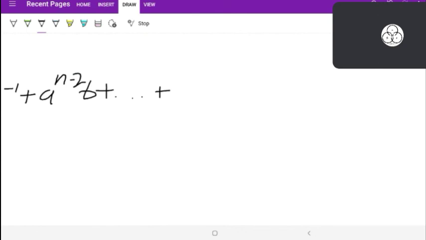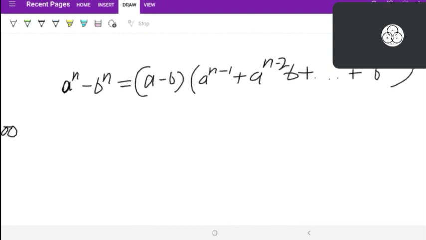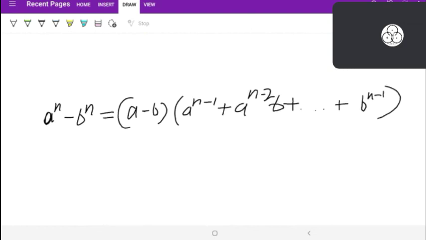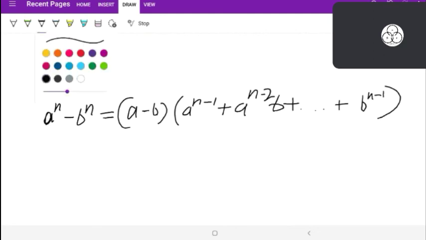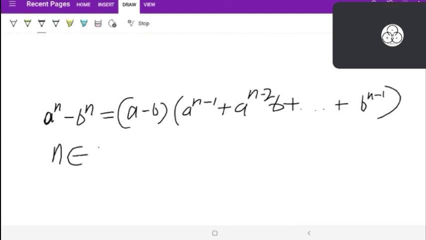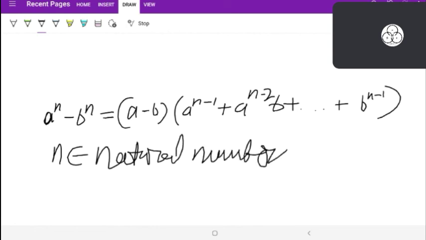Plus b to the power n minus 1. This is a famous binomial identity. If I have written anything wrong, then I do not know, but this is a famous binomial identity. a and b belong to integers. I think this is also valid if they don't belong to integers, and n belongs to natural numbers.